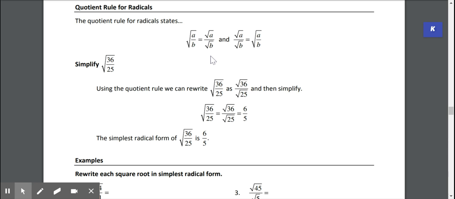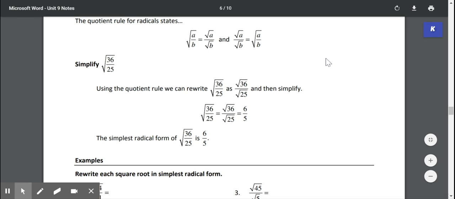Okay, guys, today we are going to be dividing radicals. So we've been multiplying, we've added and subtracted, and now we are using the quotient rule, so we are dividing.